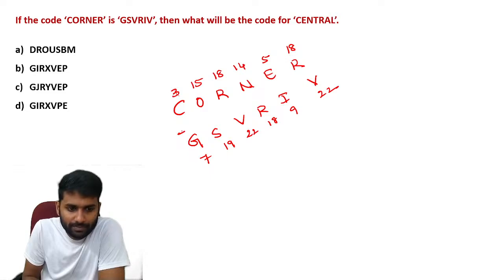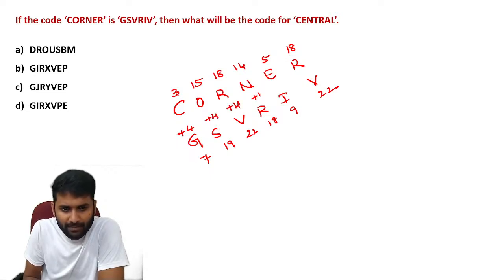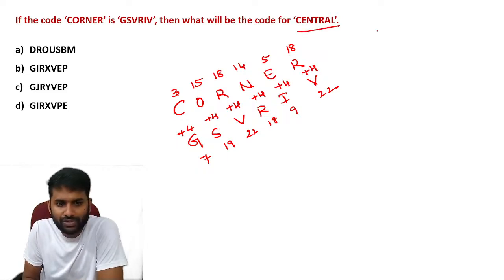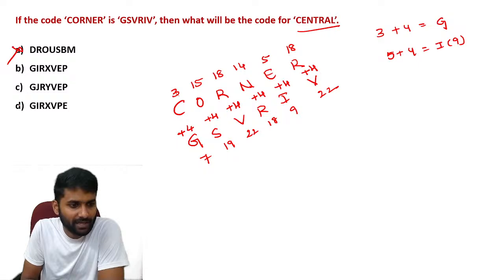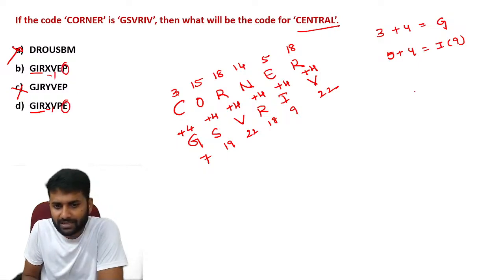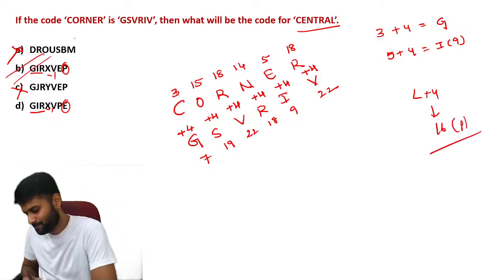See, this is all about plus 4. Yes. Again it's plus 4. Again plus 4. Again plus 4. It's plus 4 and plus 4. That's it. If you go through the question for CENTRAL, C is the third letter, plus fourth letter is equal to G. Eliminate A. E is the fifth letter, plus four is the ninth letter, I. So I eliminate C. GIR, X is same, V is same. Just go through the last letters and you will get the answer. L plus 4, the 16th letter must be P, so the suitable answer is P.